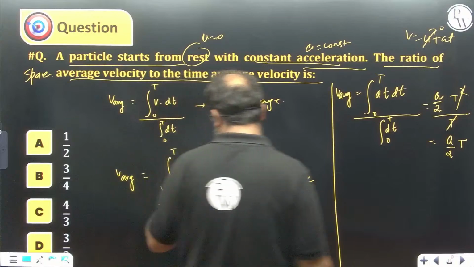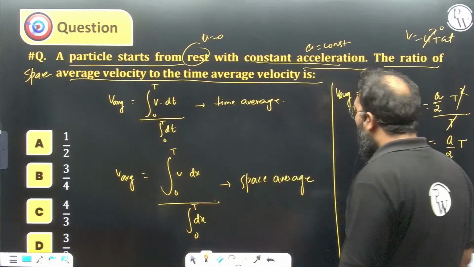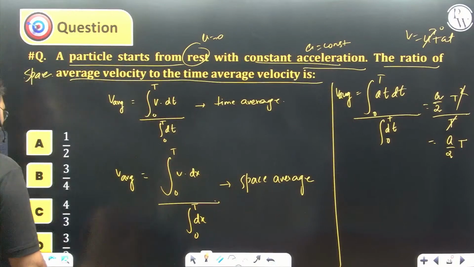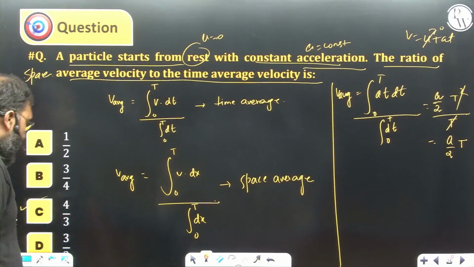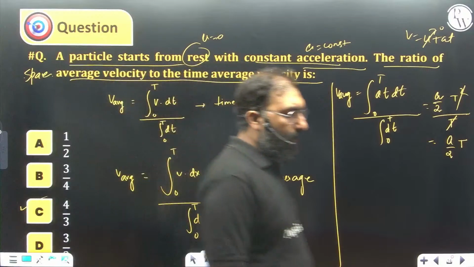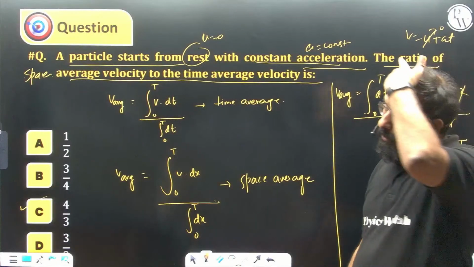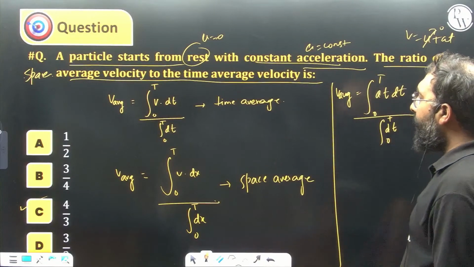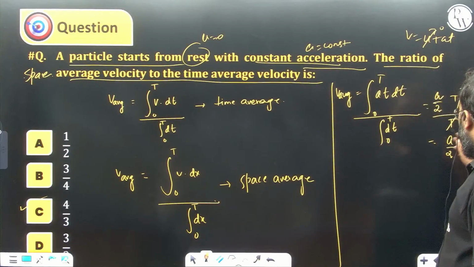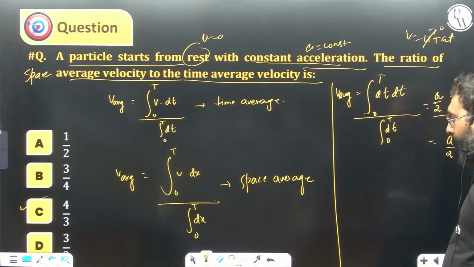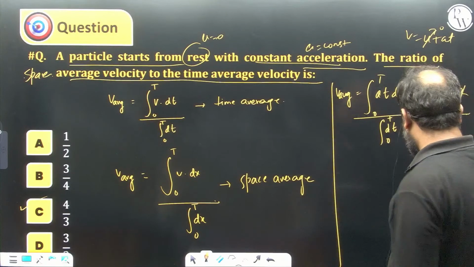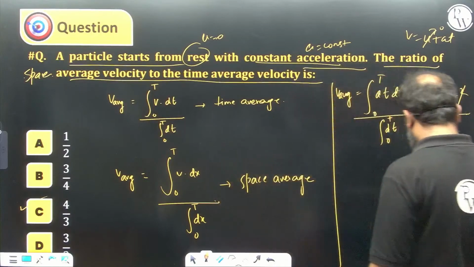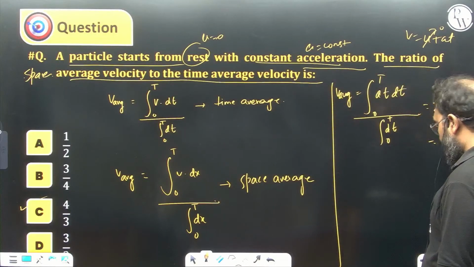Similarly, we'll also find out the space average velocity. When taking the ratio, this value will come out to be 4 by 3, okay. So time average divided by space average, when we do that, we'll get the value to be A by 2, okay. So if you want, I can also help you solve this particular part. Yeah, so I'll be doing that for you.